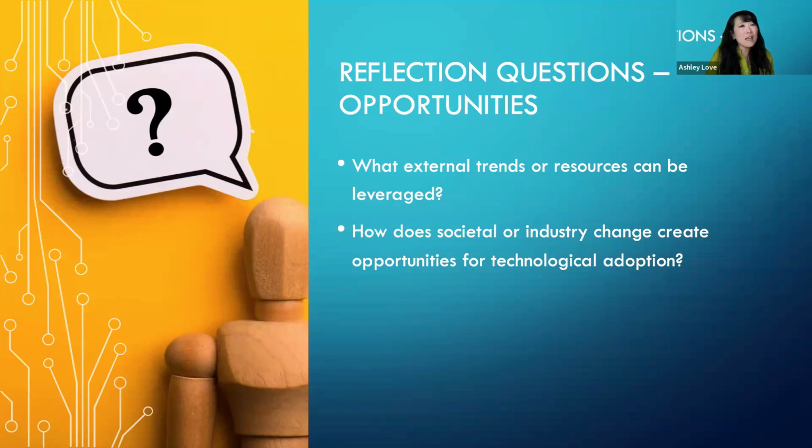So what external trends and resources can be leveraged? You have to think outside the box, meaning you can't just look at the traditional funding sources or traditional folks. Who knows, maybe McDonald's has money and they want to go into automation. They already have an automated system, but they may be looking at other things, right? So how do societal or industry changes create opportunities for technological adoption?